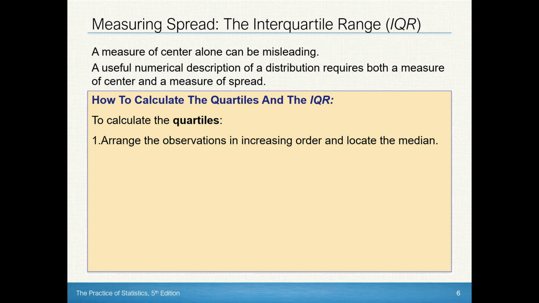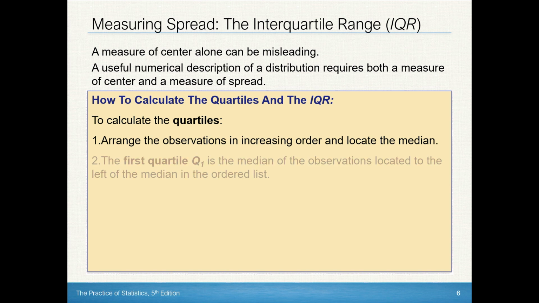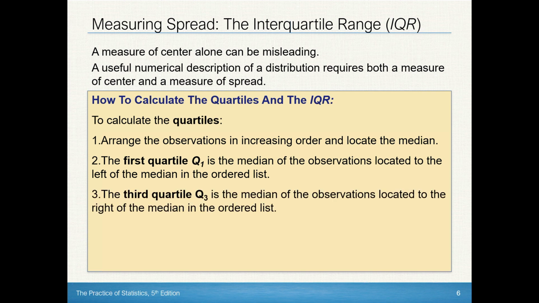The interquartile range is related to the median. To find the quartiles, the second quartile is actually the median. To find the first quartile, it's the median of the left half of the data, and the third quartile will be the median of the right half of the data. The interquartile range is just the distance between Q3 and Q1.